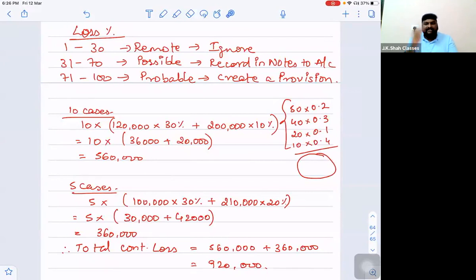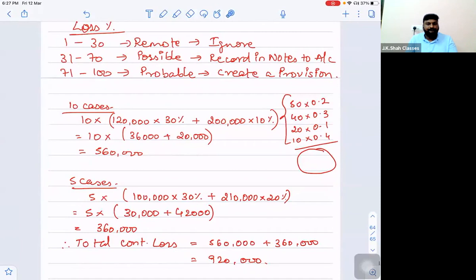So 60, 30, 10. That is how it is divided. So 60% chances you win, loss will be 0. So it is the same as the calculation you used to do in your college for the probability calculations. Same logic we have applied here. Okay.